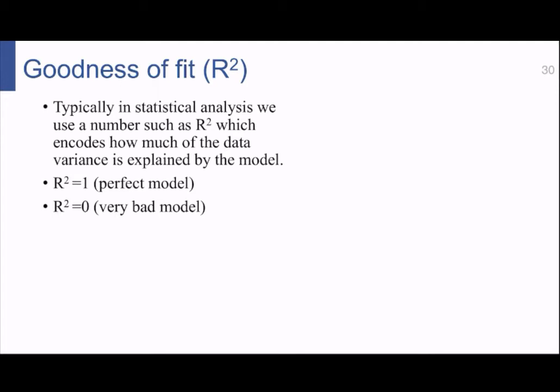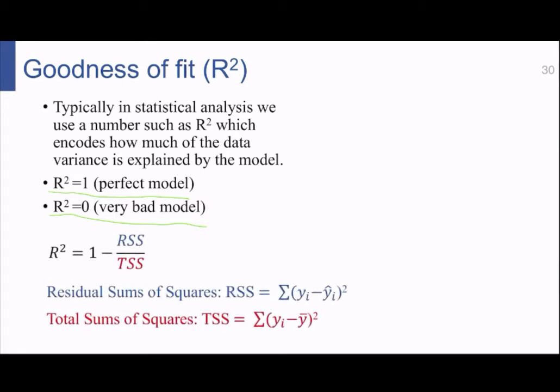The goodness of fit, you can also estimate using the R-squared coefficient, which is typically used in statistical analysis. If you have an R-square value of 1, this is a perfect model. It captures perfectly the variance of the original data. If you have an R-square value of 0, this is a very bad model. And how is this computed? So the R-square value is 1 minus the RSS that we computed before, the residual sum of squares, over the TSS, which is the total sum of squares.